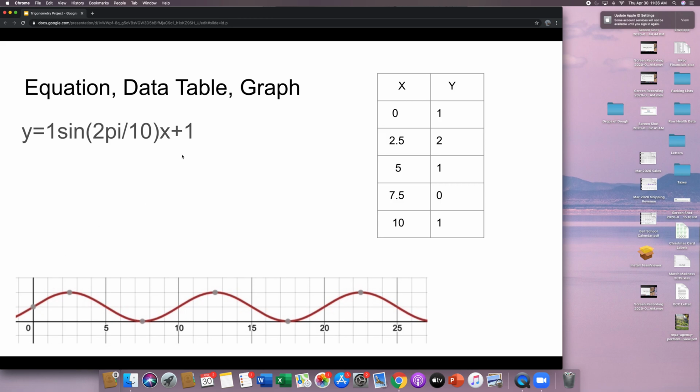So here is the equation, data table, and graph. So the equation was y equals 1 sine 2 pi over 10 x plus 1. And here's my graph. You can see that 1 full cycle was 10 seconds. And you can see the amplitude is 1 foot.